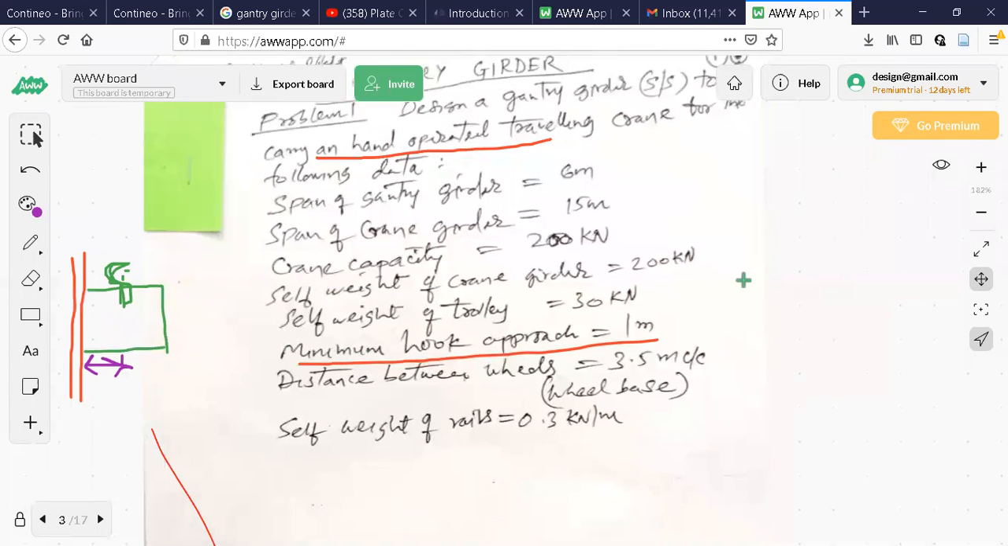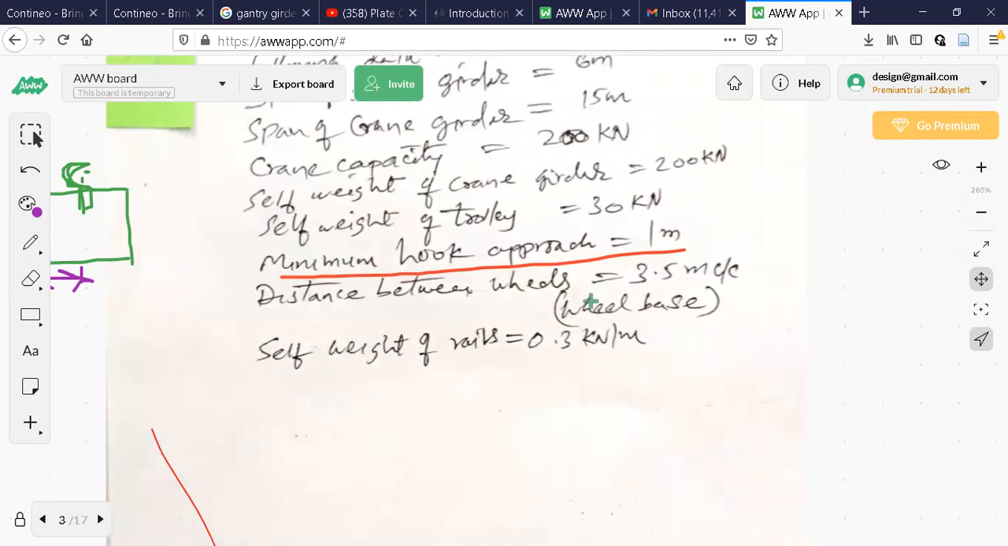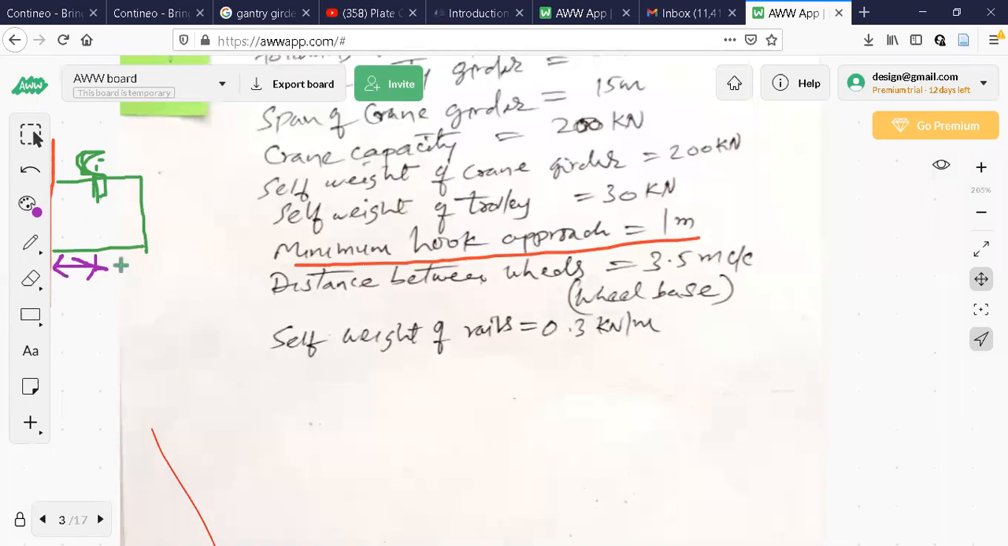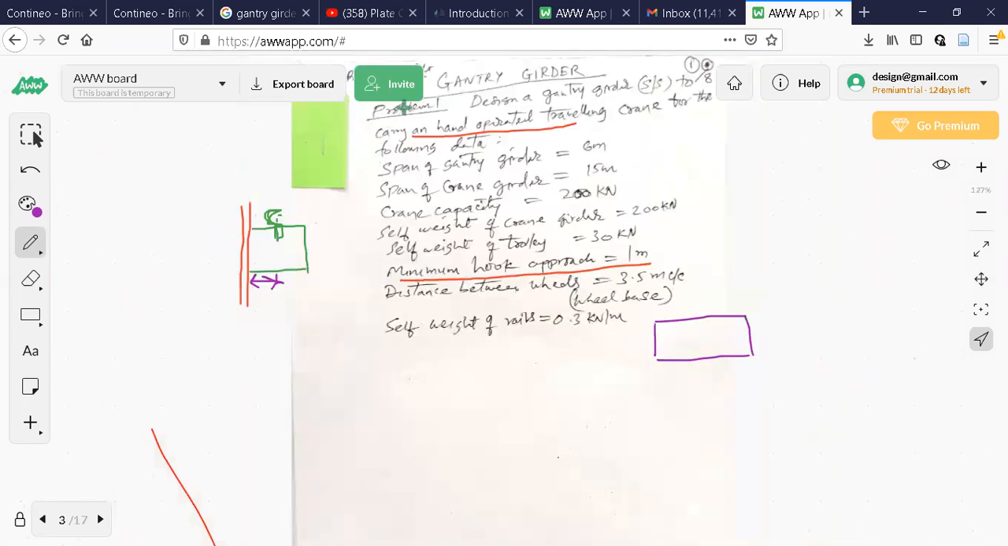Next is distance between the wheels, 3.5 meter. This I will show you in the diagram only. Distance between wheels, just observe this. You can see the data is very less. The entire problem is framed in 4-5 lines. Distance between the wheels is 3.5 meter. It is called the wheel base.